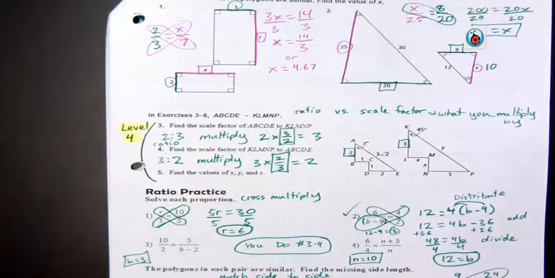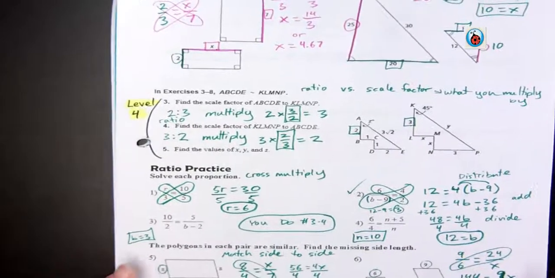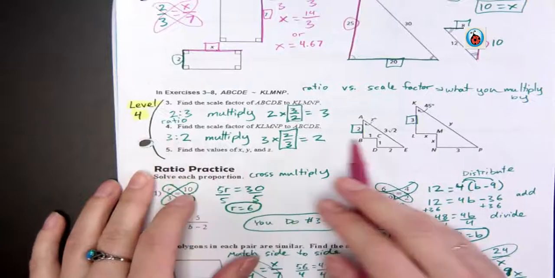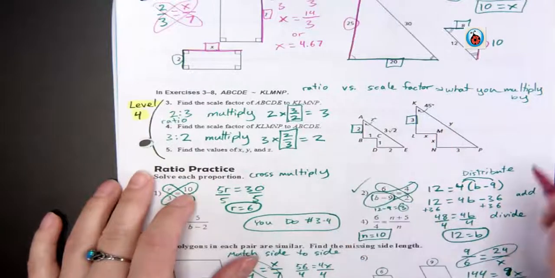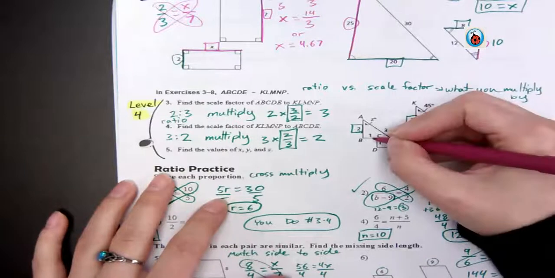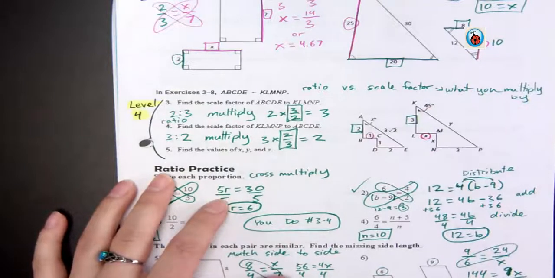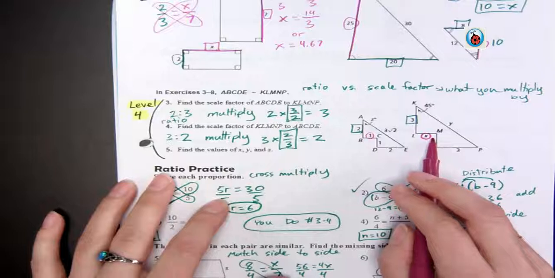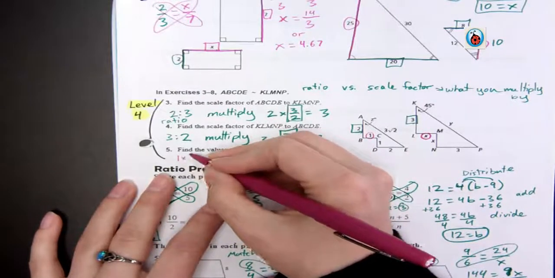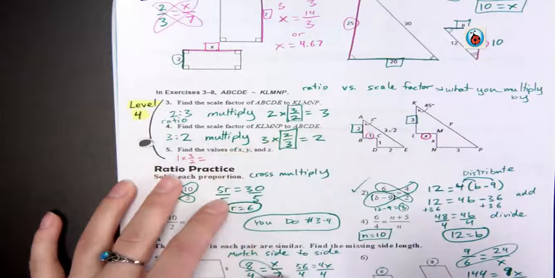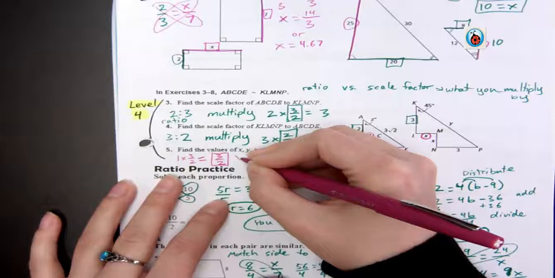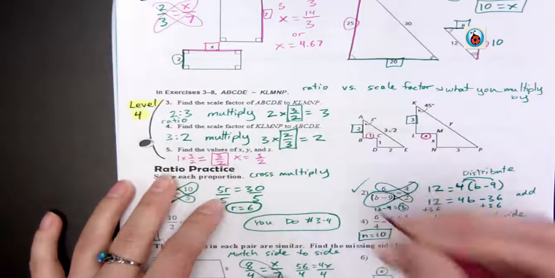Now we have to find the values of x, y, and z. So we can choose either to do the ratio and proportions or just to multiply. And so x is right here. And so x matches with 1 here. And so to go from 1 to this, again, I'm just multiplying by that 3 over 2. So I do 1 times 3 over 2 equals 3 over 2. Therefore, x equals 3 over 2.